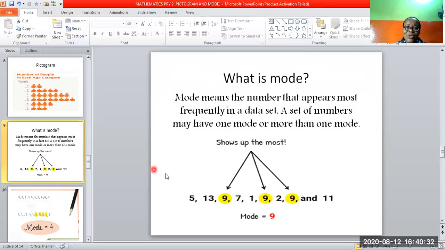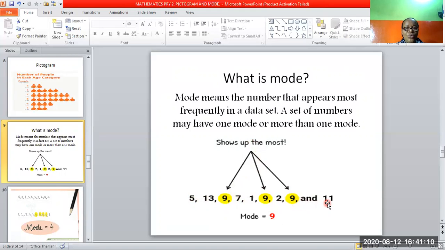All right. So let's look at this example. The mode shows up the most. That is, if we have numbers like 5, 13, 9, 7, 1, 9, 2, 9, and 11. We will notice that in these three groups, in group 1 we have 5, 13, 9. In group 2, we have 7, 1, 9. And in group 3, we have 2, 9, and 11.